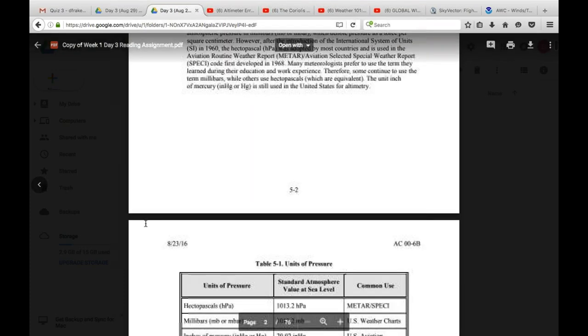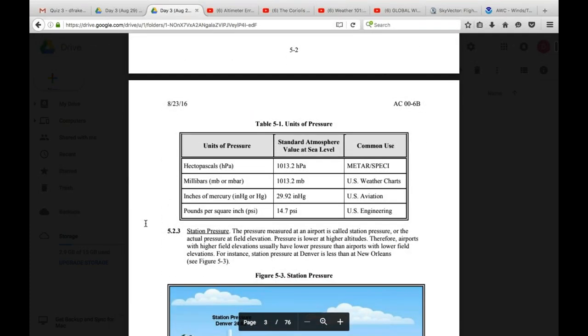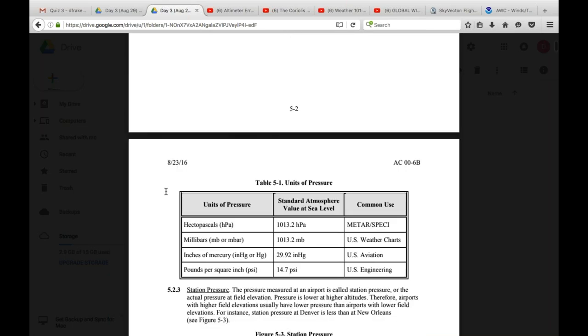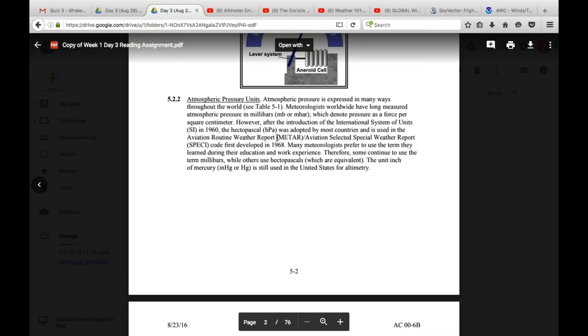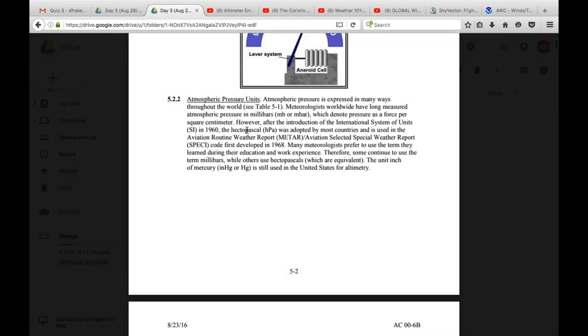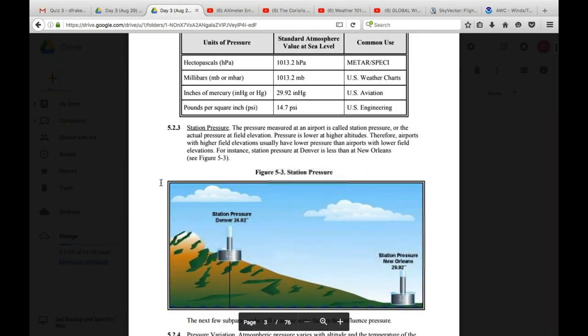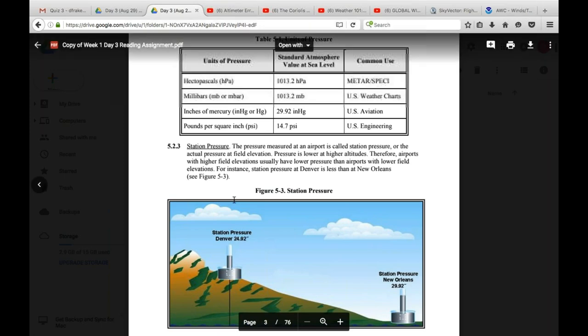So there's a whole bunch of different things. Most of the time, what you'll see in the METAR and SPECI is the hectopascals, or you'll see inches of mercury.